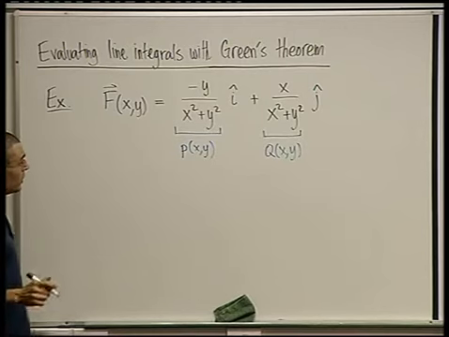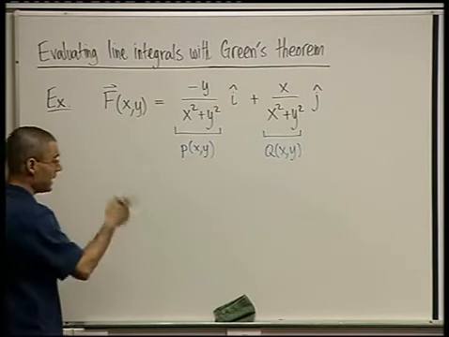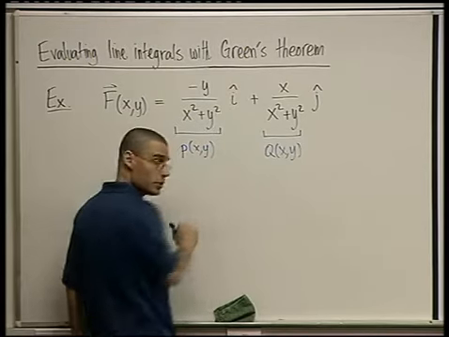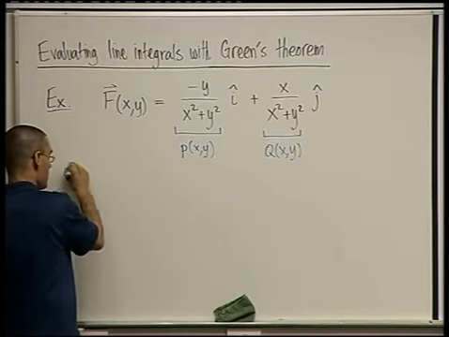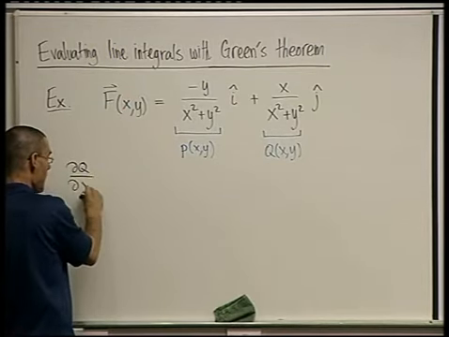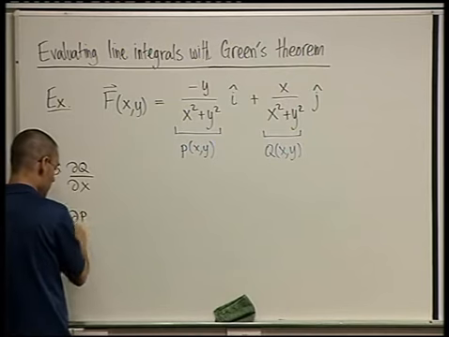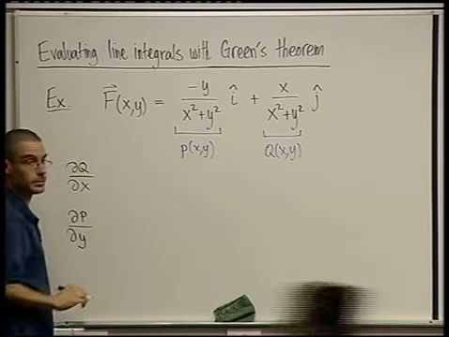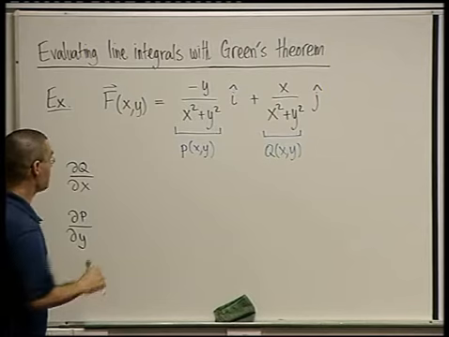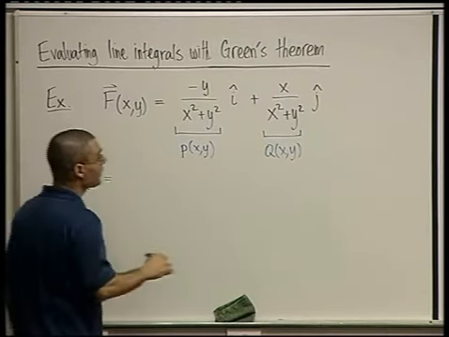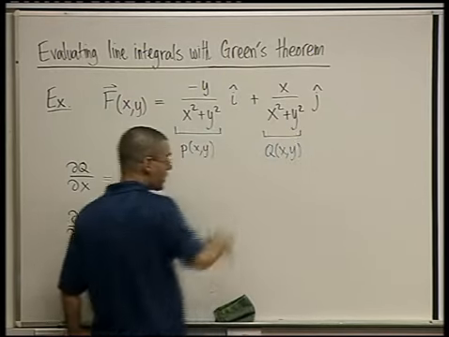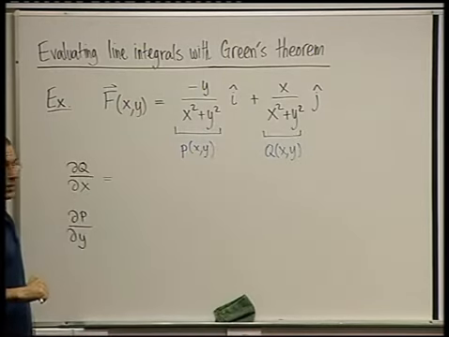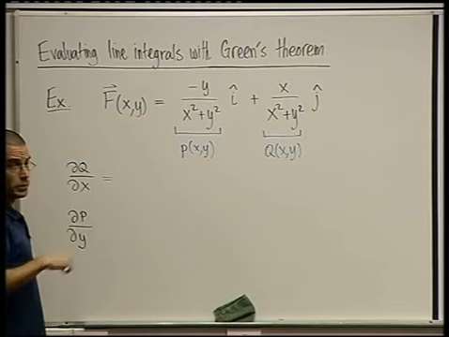Now the first thing I want to do, since we're going to be discussing Green's theorem, is find the two relevant partial derivatives that show up in Green's formula. So I want to find dQ/dx, and I want to find dP/dy. Let's do that. What is dQ/dx? I want to take the derivative of this thing, thinking of y as fixed and x as the variable. So I'm going to have to use a quotient rule there.